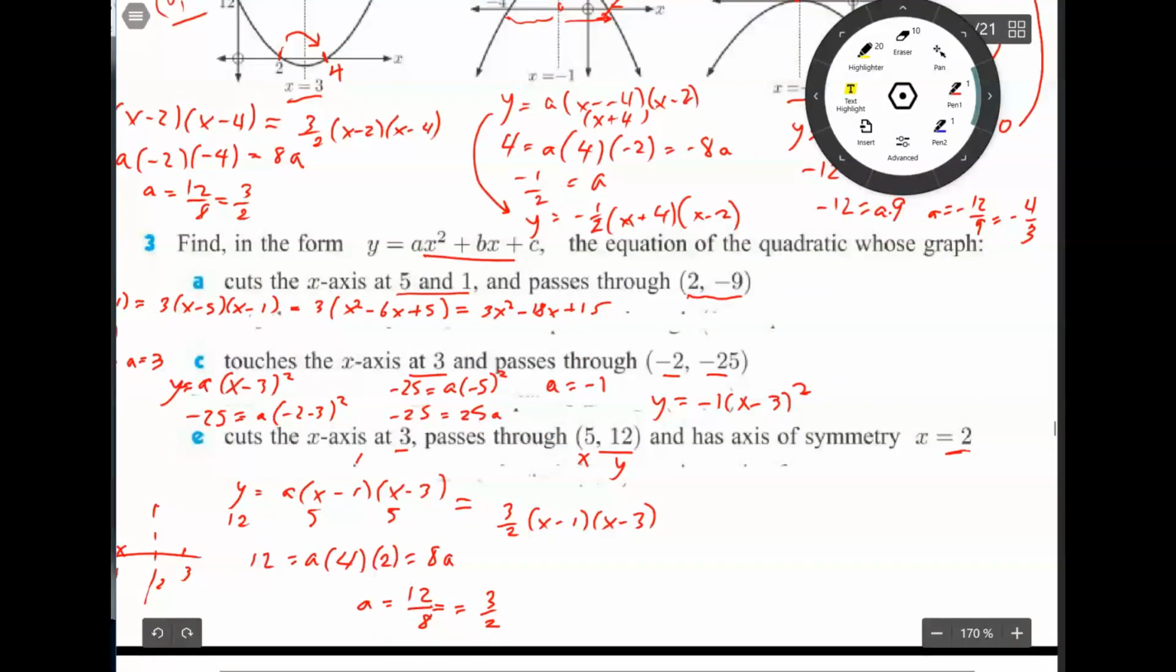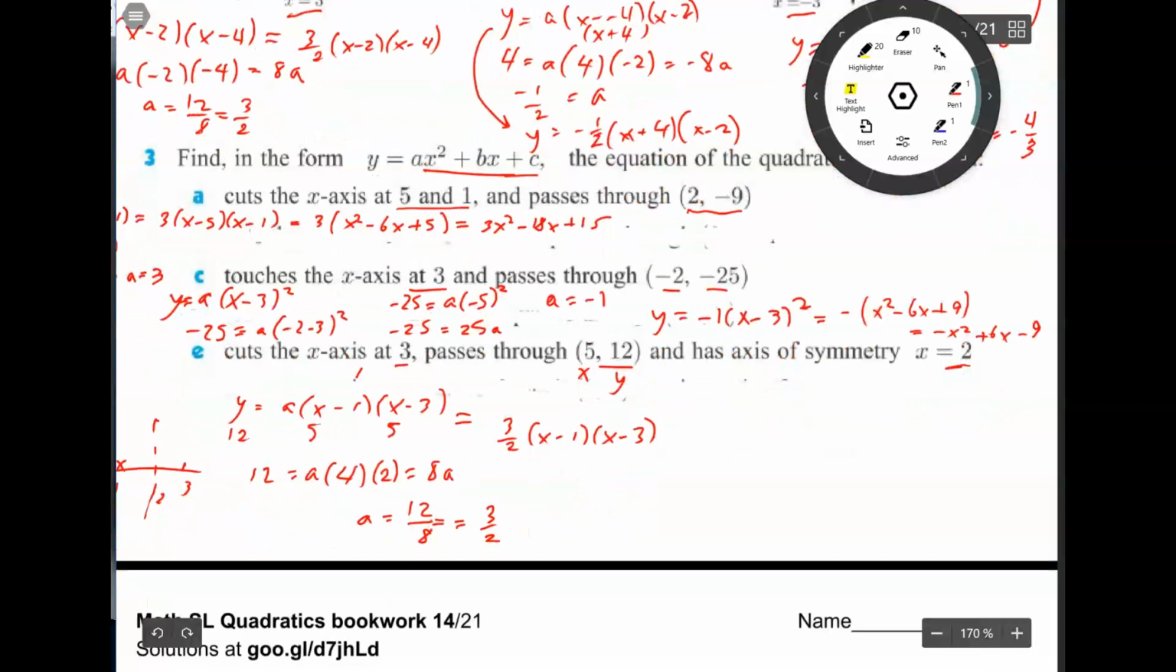Remember how I'm supposed to change it into standard form? So this one here, for example, I need to expand it. So it'll be negative x squared minus 6x plus 9. So that's equal to negative x squared plus 6x minus 9.